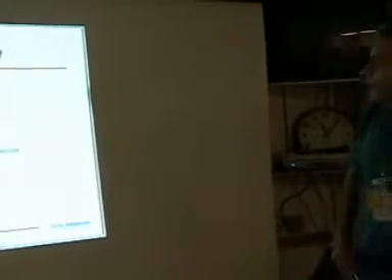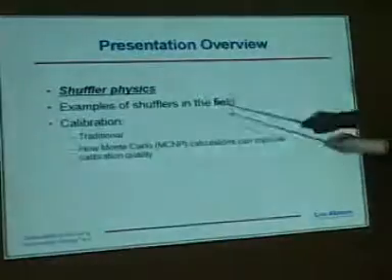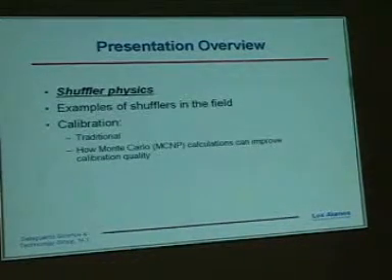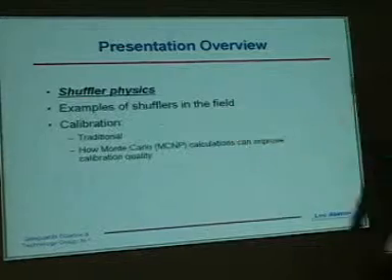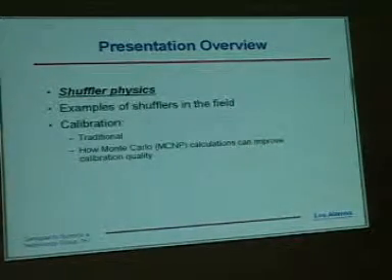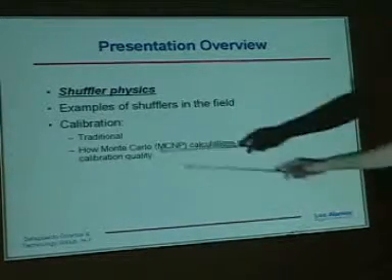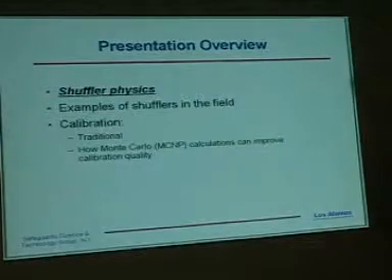Let's head on into the talk. So the talk basically breaks into three parts. There's shuffler physics, and then I'll do a lot of pictures, examples of shufflers in the field, and then what we've been working on most of the past few years, which are calculational techniques to calibrate them. So I'll describe how we've traditionally calibrated them, and then what we've been working on to use Monte Carlo.